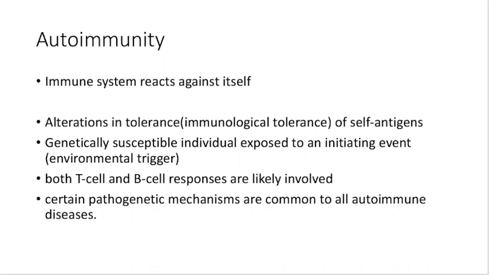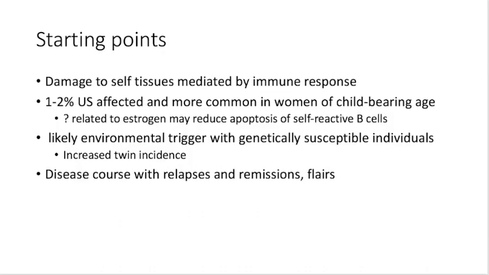We're going to talk about immunological tolerance of self-antigens and the pathogenesis of that state. Genetically susceptible individuals are exposed to an initiating event. So with autoimmunity, we have a genetically susceptible individual and an environmental trigger. Both T and B cell responses are likely involved, and then there are certain pathogenic mechanisms that are common to all immune system diseases: damage to self tissues mediated by the immune response.